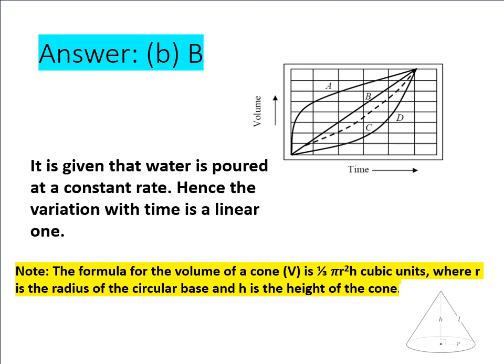As an additional information, remember that the formula for the volume of a conical object is 1/3 pi r square h cubic units, where r is the radius and h is the height of the cone, and L is known as the slant height of the cone.